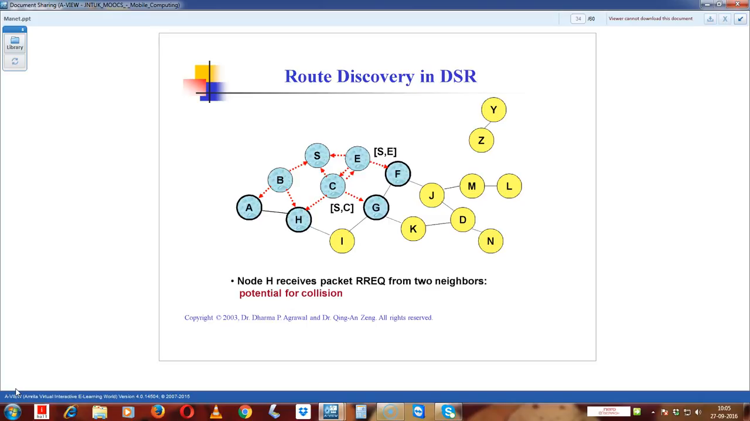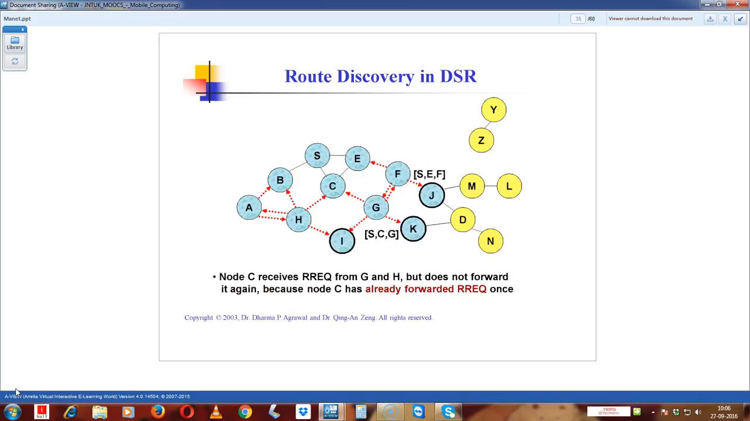Okay, then once that transfers to F and G, again they will find out whether they have the route path in their route cache or not. Route cache is some memory that stores the previous routes. If they find some previous routes which are unexpired, they will use that route. From there it will send the reply packet. But if they don't find one, they will again broadcast it to J and K, taking the F address and G address in the packet. Then J will again broadcast to D.